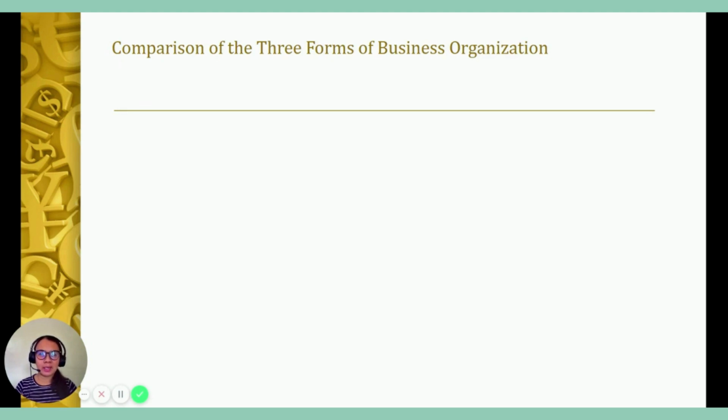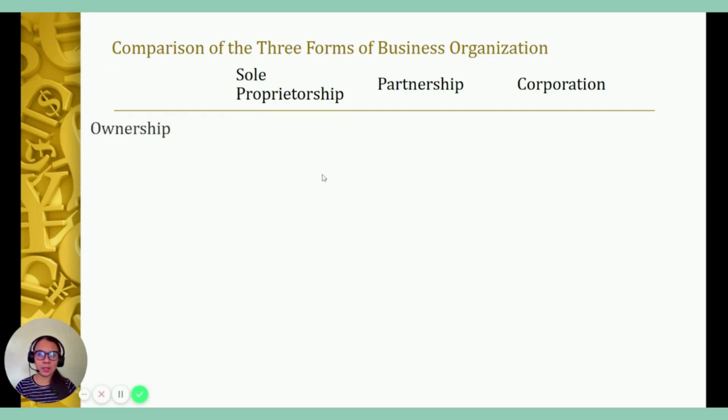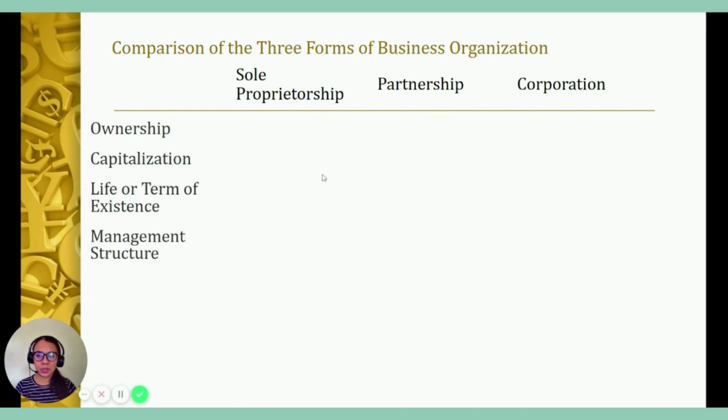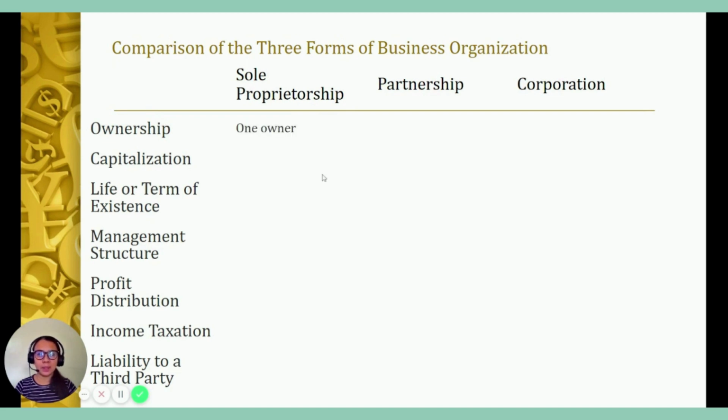Now let us summarize the three forms of business organization: the sole proprietorship, partnership, and corporation based on these categories: ownership, capitalization, life or term of existence, management structure, profit distribution, income taxation, and liability to a third party. For a sole proprietorship, again, it only has one owner. And for capitalization, it depends on the needs of the business.